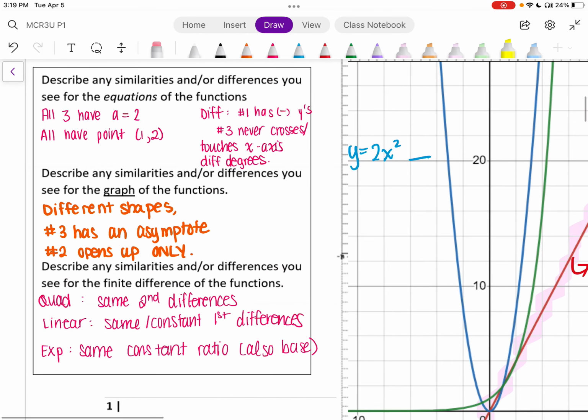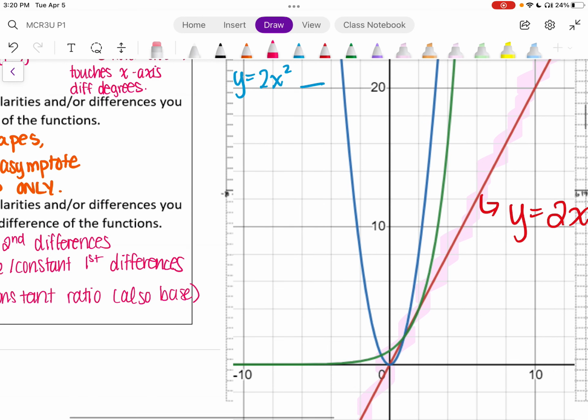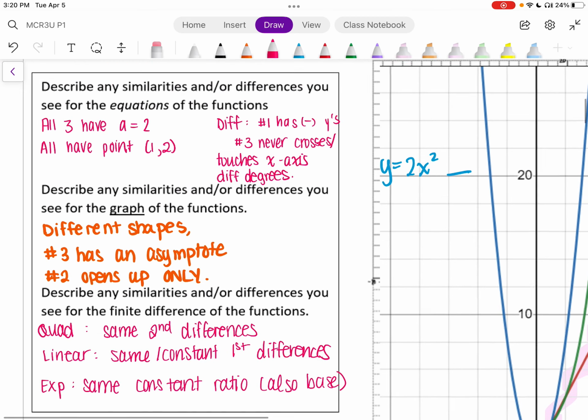So it says, can you describe any similarities or differences? So we're just looking at the graphs here. All three of these, if you look at the equation, have a equals 2, right? So they're all vertically stretched by 2. They all have a point at (0, 2). So you'll notice, like right here, they all kind of intersect at that point.